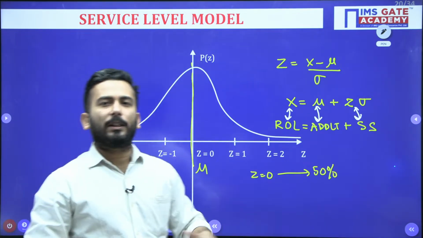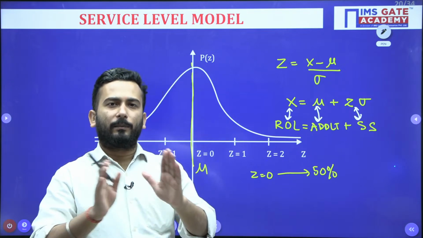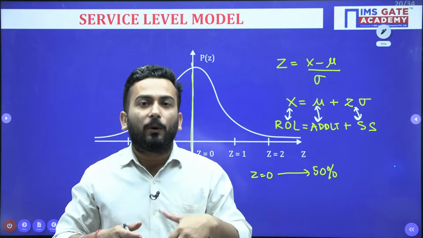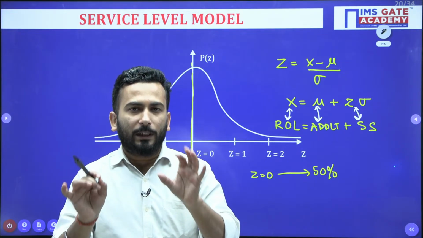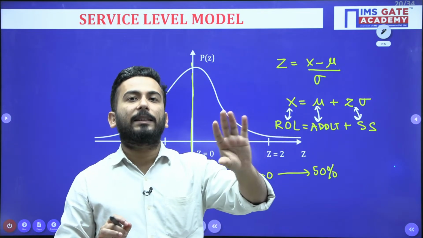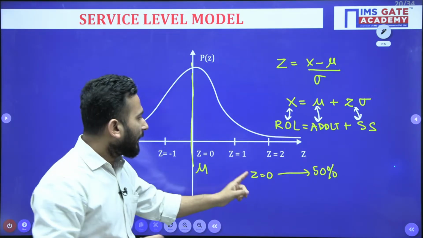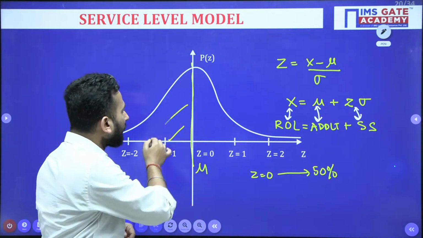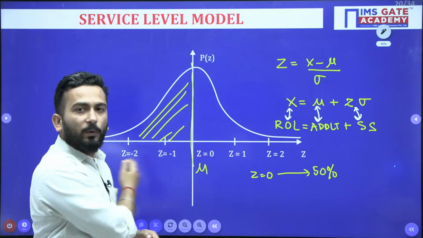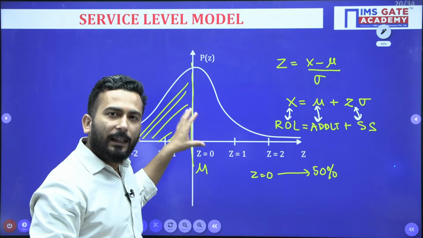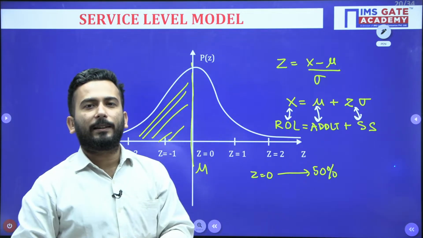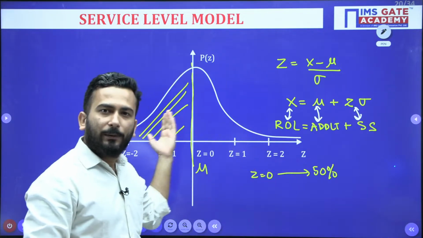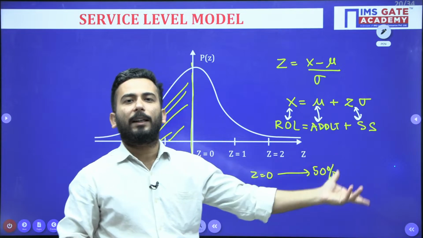Some standard values will be there in your copy. Now the next question, sir, how are they indicating the service level? Z equal to 0 is 50%. What does 50% mean? 50% is the area covered from 0 to the left. So the area covered is what gives you the service level. So for Z equal to 0, the area covered to the left is 50%, meaning a 50% service level I have to maintain.